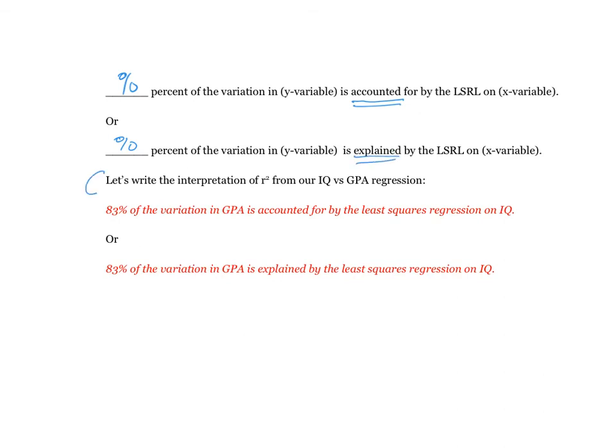So if I was going to write the interpretation of R squared from our IQ versus GPA regression, I would say one of these two things. Either 83% of the variation in GPA is accounted for by the least square regression on IQ, or we'd say 83% of the variation in GPA is explained by the least square regression on IQ. Okay.